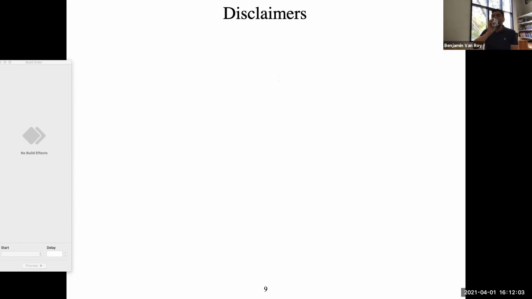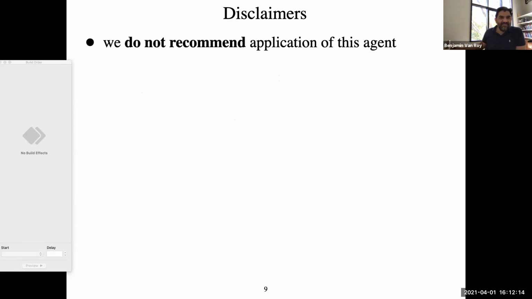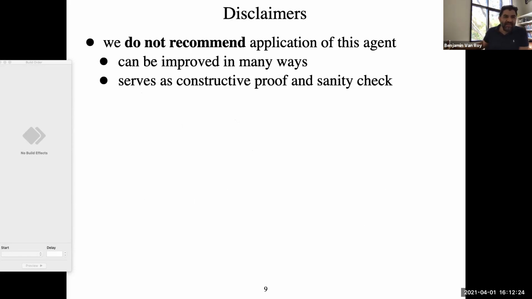A few disclaimers. So as with much of the theoretical reinforcement learning literature, I can't recommend you actually use the agent we're going to describe. It can be improved in so many ways, and so many of them we'll see immediately as we talk about the agent. But the point of the agent is really to generate insight. It serves as a constructive proof and sanity check that it's possible to develop an agent whose data requirements don't have to scale with the complexity of the environment.